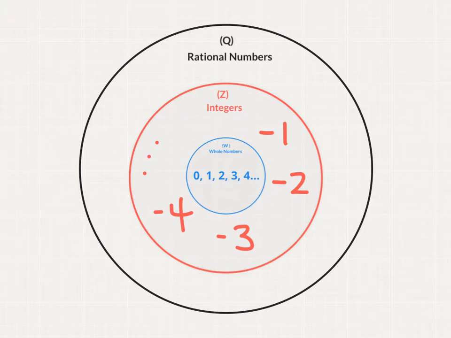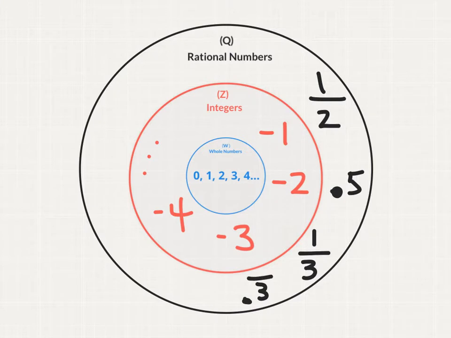So it could have 1/2. It could have 0.5, which could be represented as the fraction 5/10 and simplified to 1/2. It could be the fraction 1/3, and therefore the decimal 0.3 repeating, which is the decimal equivalent of the fraction 1/3. It could also have -1/2 or -1/3.